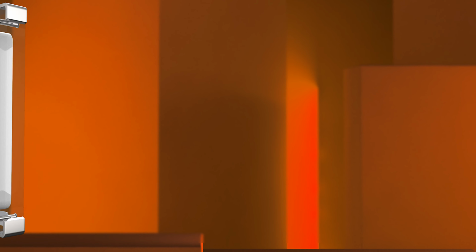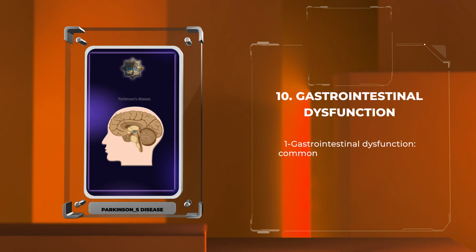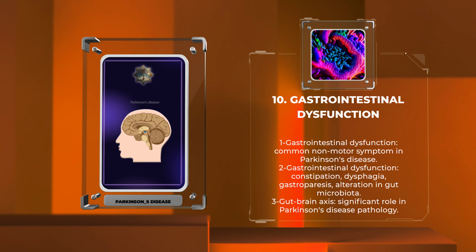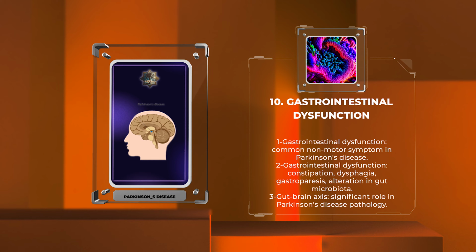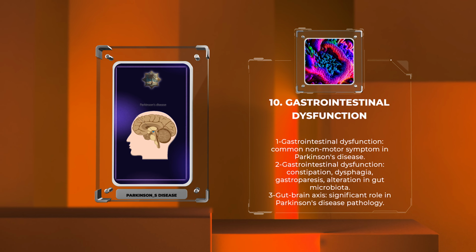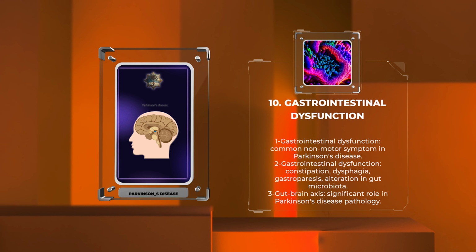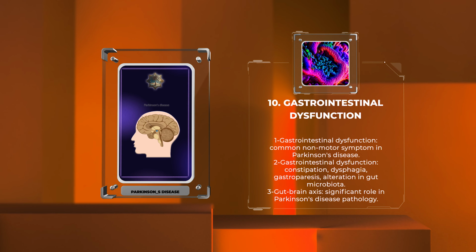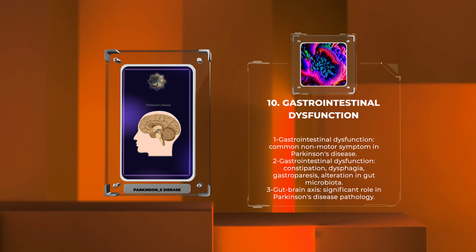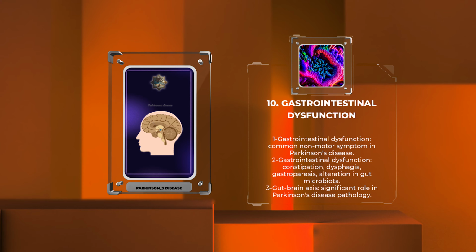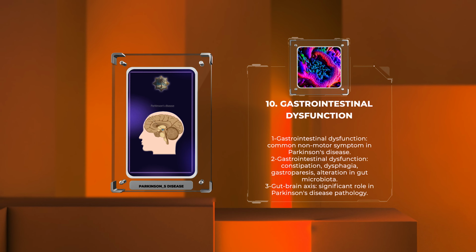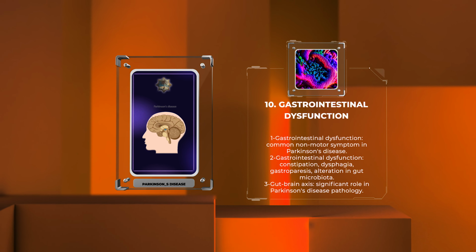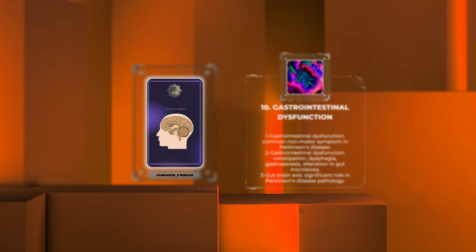Gastrointestinal dysfunction is a common non-motor symptom associated with Parkinson's disease. This includes constipation, dysphagia, gastroparesis, and alteration in gut microbiota. The bidirectional communication between the gut and the brain, known as the gut-brain axis, plays a significant role in PD pathology. Understanding the impact of gastrointestinal dysfunction and exploring potential therapeutic interventions is essential for comprehensive disease management.